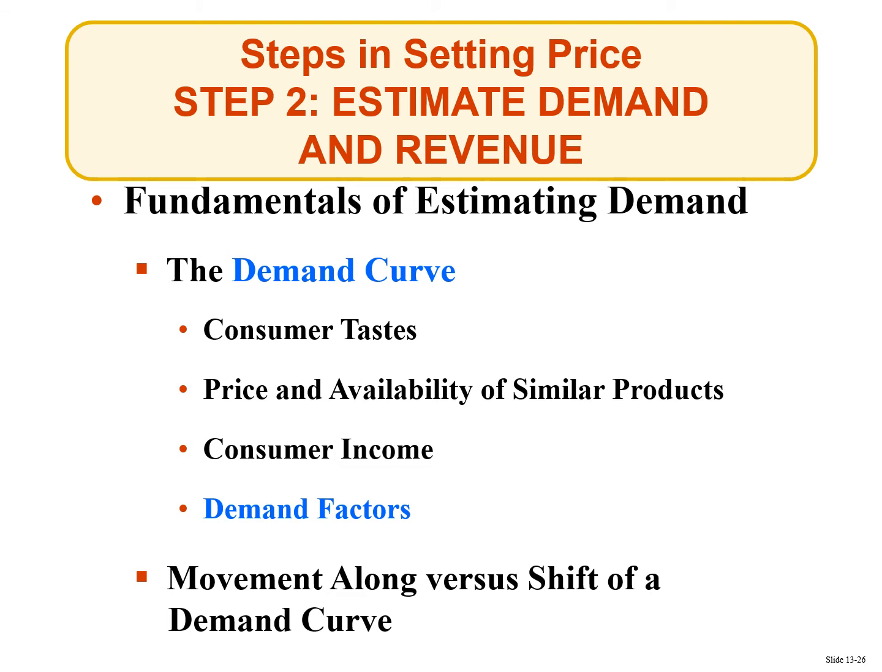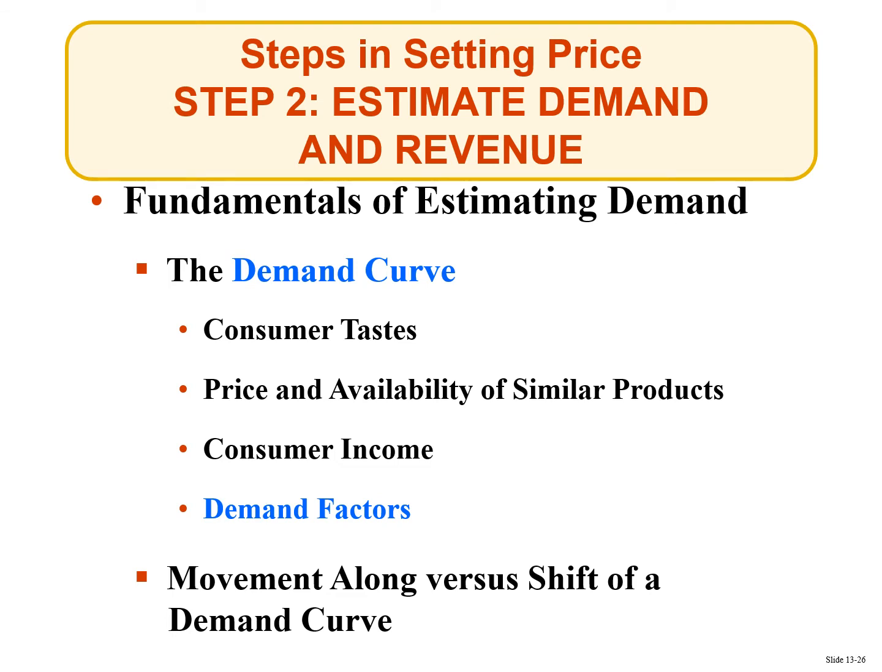It can also be based on price and availability of similar products. So the demand of your product is going to be based on the availability and price of other products that the consumers can go for. That is going to impact your demand. The demand is also going to be based on consumer income, right? Based on your income, based on consumers' income, the demand is going to be impacted.